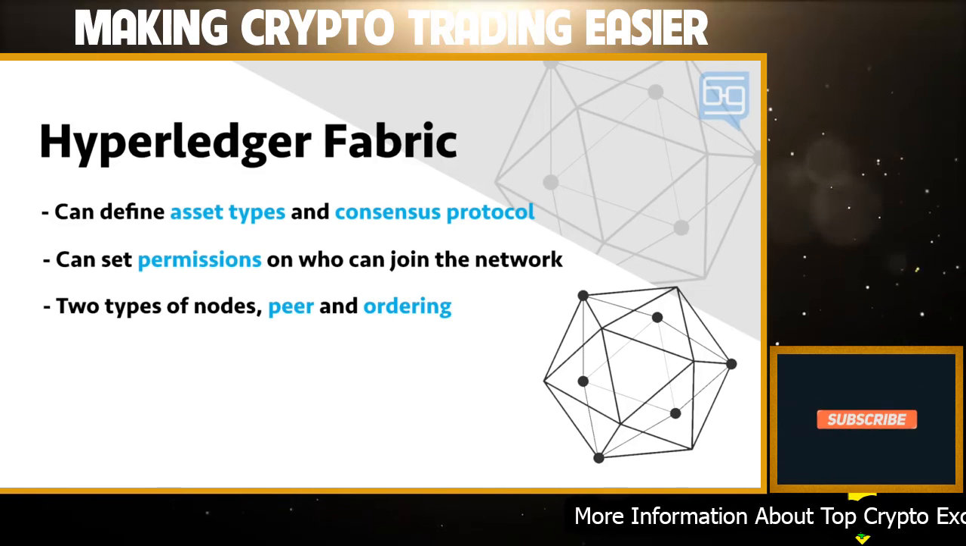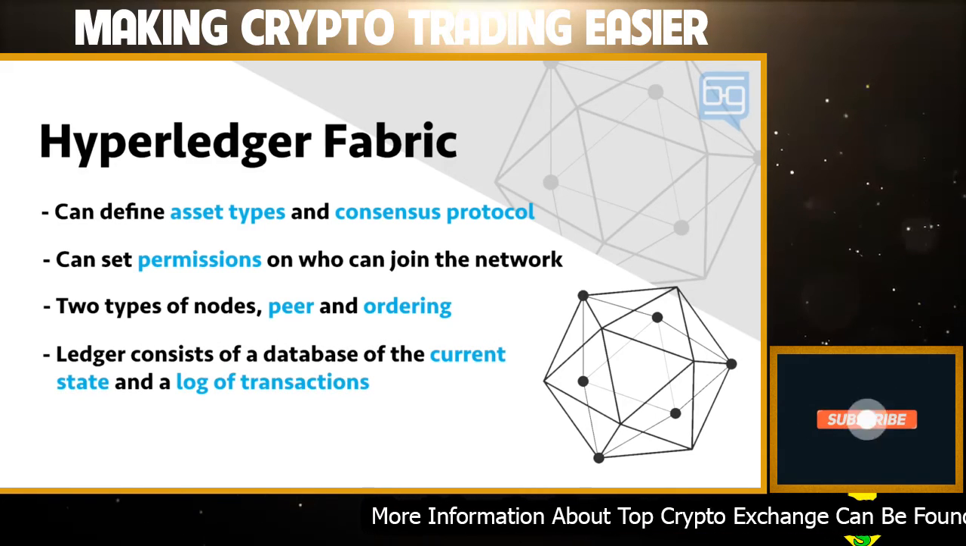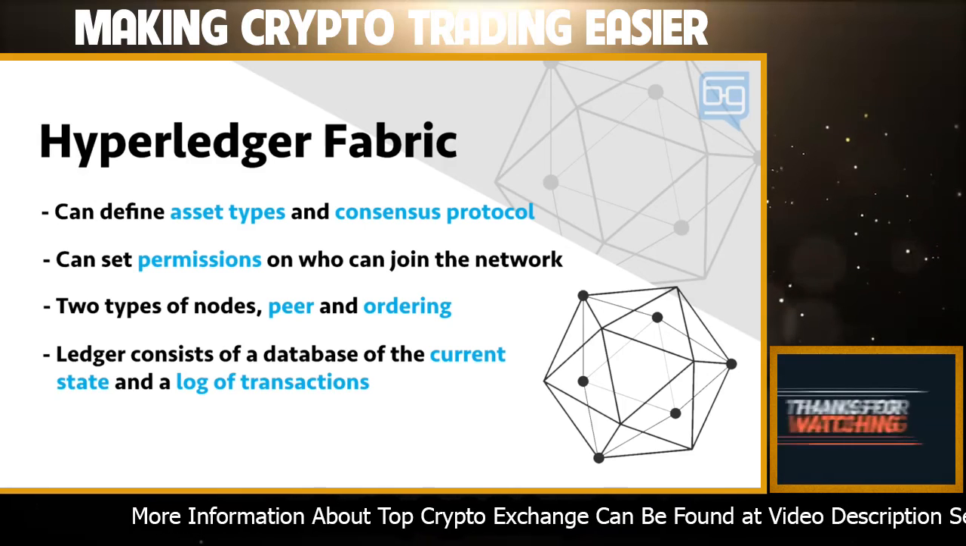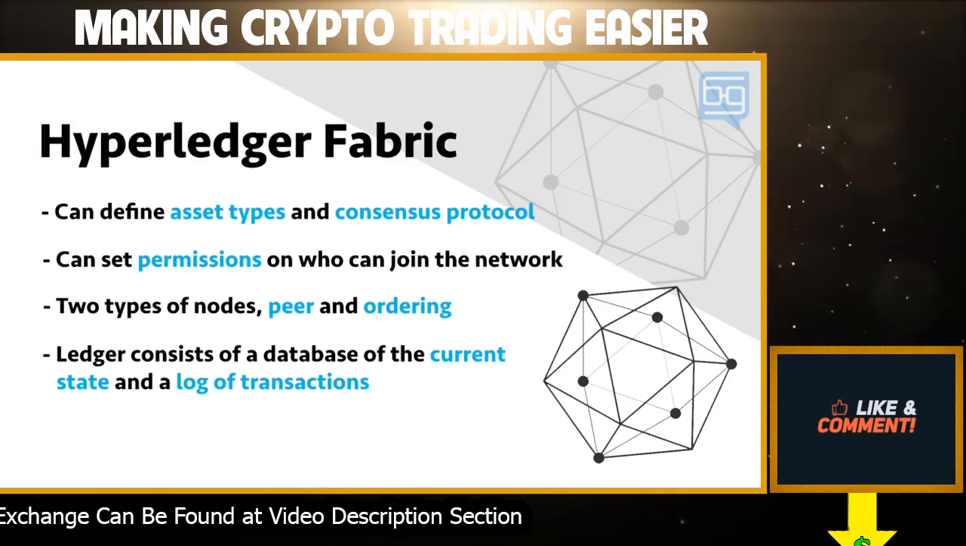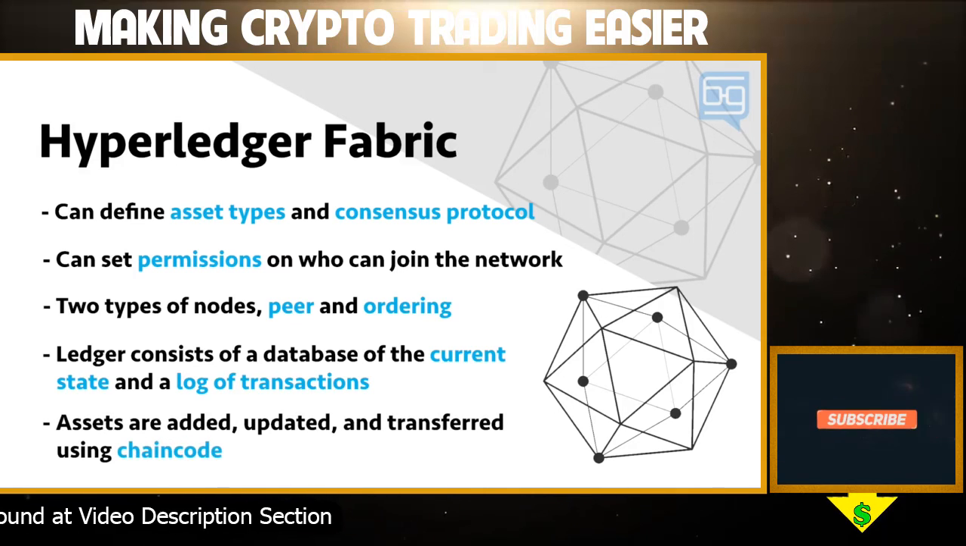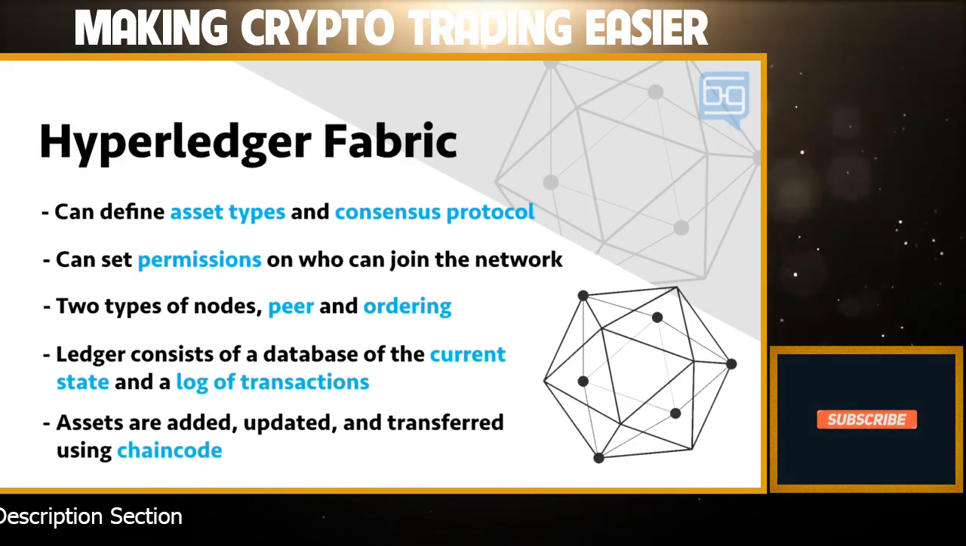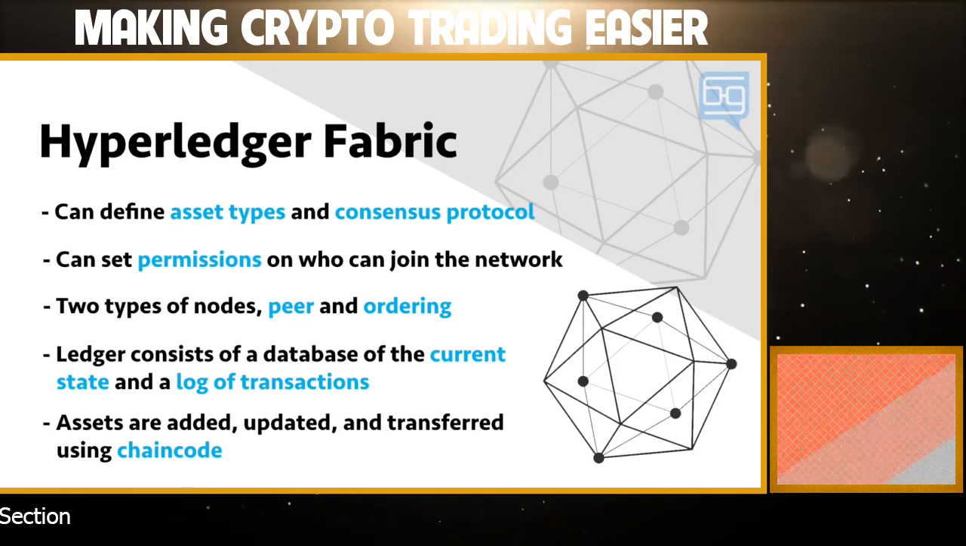Fabric's ledger itself consists of a database of the network's current state, which can be queried, and a log of transactions stored as a blockchain for tracking each asset's provenance. Assets on the network are added, updated, and transferred using chain code, in the form of smart contracts deployed and invoked on the network.